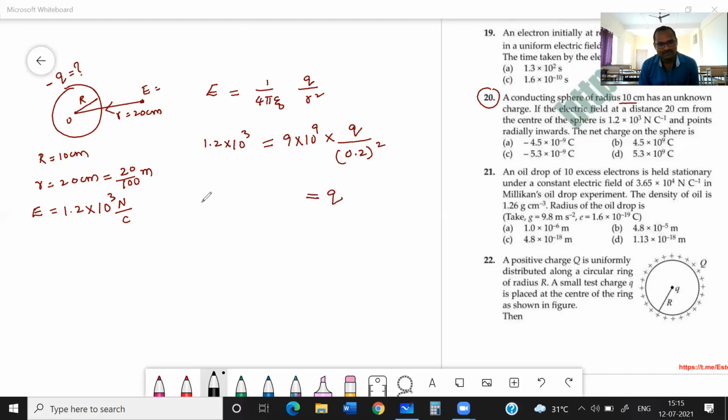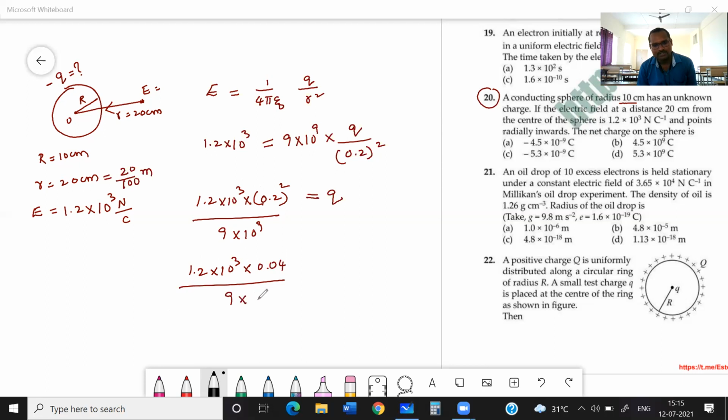Send these to that side. You will get 1.2 into 10 to the power of 3 into 0.2 whole square divided by 9 into 10 to the power of 9. See, students, 0.2 whole square is 0.04, so 1.2 into 10 to the power of 3 into 0.04 divided by 9 into 10 to the power of 9 is equal to Q.